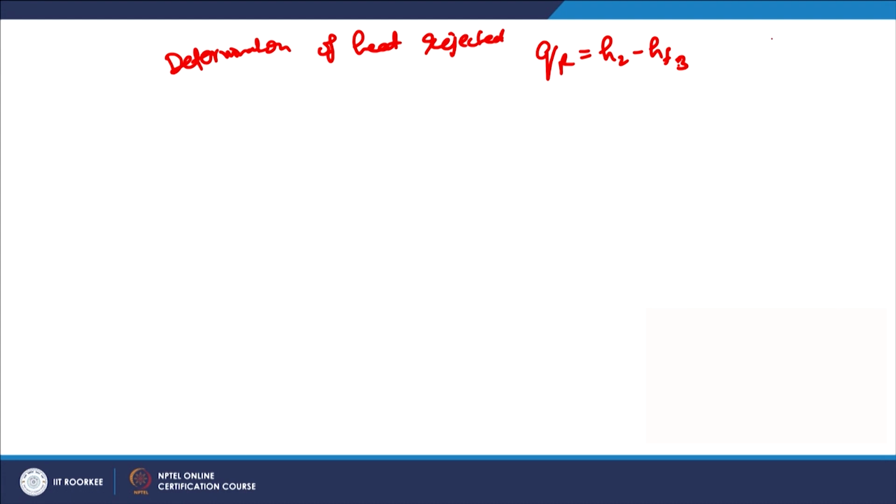Now, you need to determine the heat rejected. That is given by QR is equal to H2 minus H3. Remember, we have already supplied the PV as well as the TS diagram for convenience. Now, how can we find out the unknown H2? Before we go for finding H2, let us look at what we are looking for.